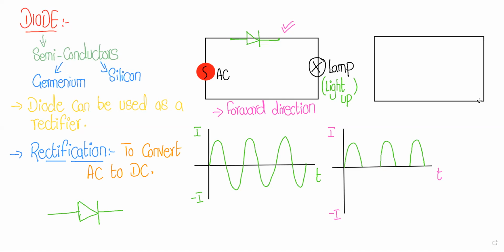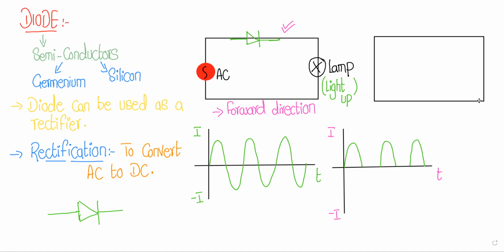So the lamp will get the AC also. Yes, because the frequency of the current is very high, so we are not able to observe that fluctuation in the AC. Because the frequency was very high, that was not observable with our normal eyes, right?